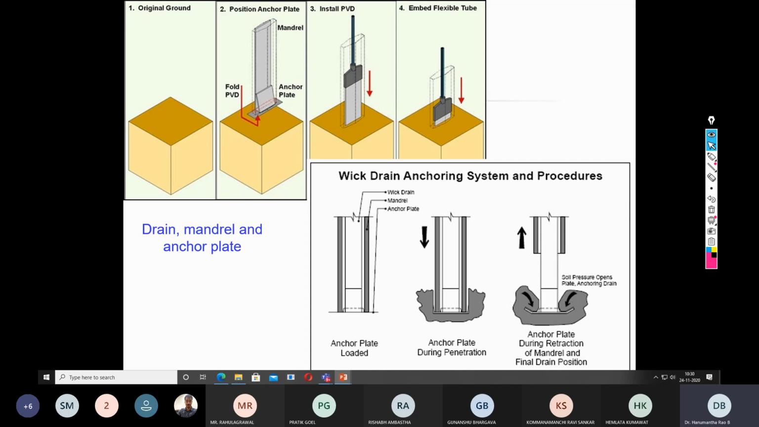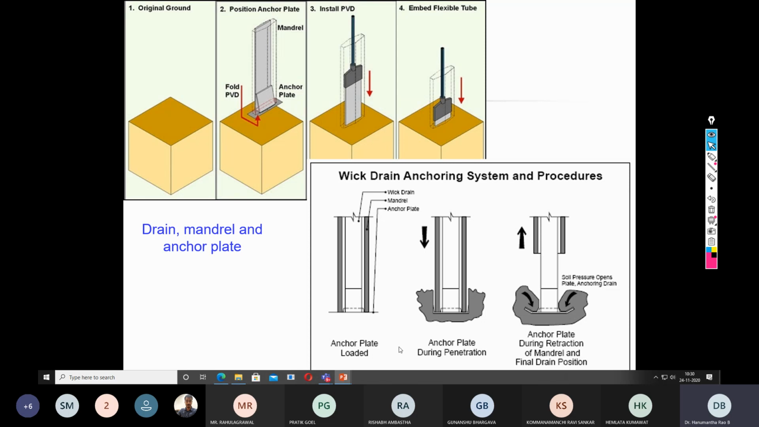Now, how it is retained inside the ground, you can understand, because there is a mandrel, that is the drill bit to which the PVD and the anchor plate are attached. If you don't attach it, you can't penetrate the PVD, because when you are penetrating the mandrel, the PVD also has to penetrate. But when you are retrieving the mandrel, there is a possibility that the PVD can also be retrieved. Therefore, we need to leave the PVD at that location only. In order to do so, it is attached to the anchor plate.